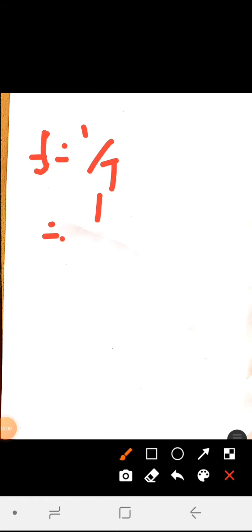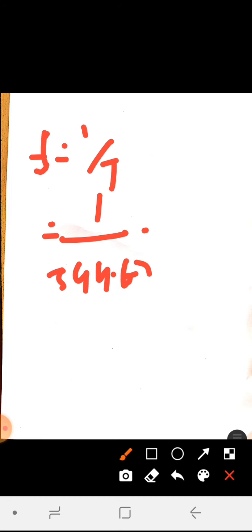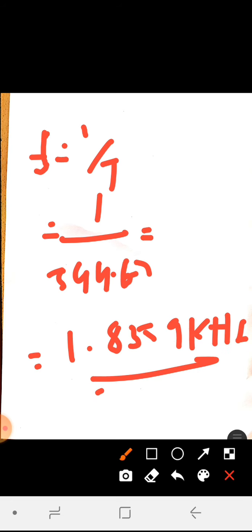For this you have to find the frequency, which is frequency equals 1 by T, that is 1 divided by 544.67 microsecond, which gets you 1.8359 kilohertz. So this is the frequency of the square wave generated.